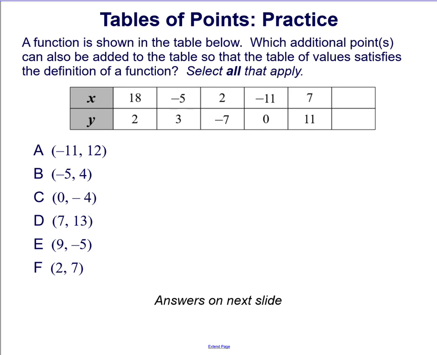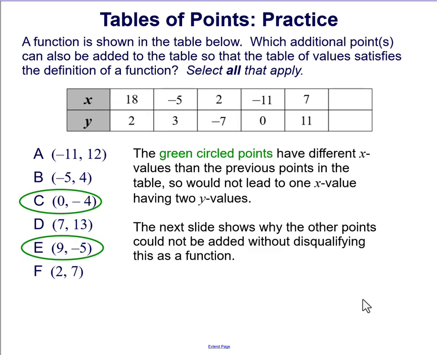And welcome back. Let's take a look at the answers. The green circled points have different x values than the previous points in the table, so would not lead to one x value having two different y values. Let's pause here and try this. If I select option C and put 0 in for x and its corresponding y value of -4, I notice that there are no other x values of 0 in here. So 0 only has one unique output, one unique y value. So this table of values remains a function.